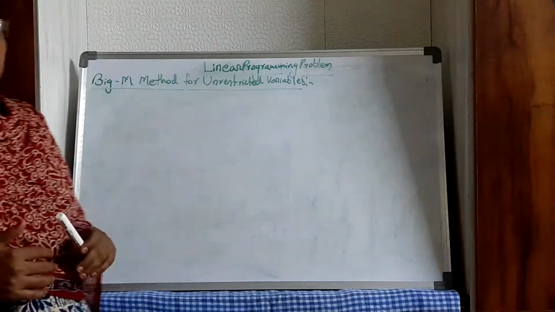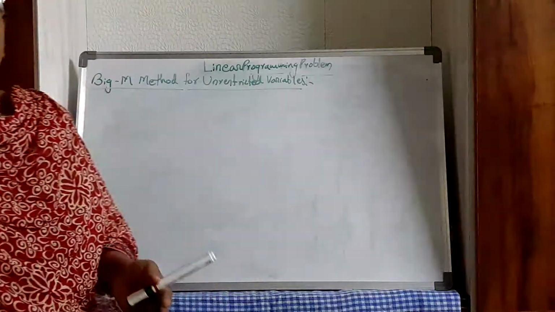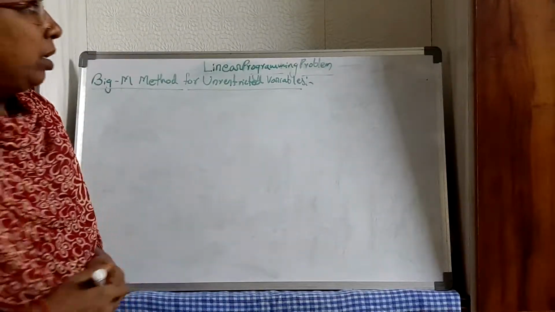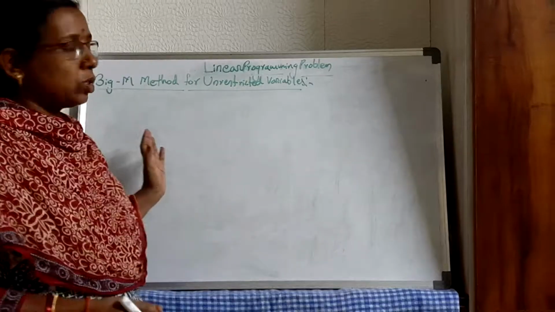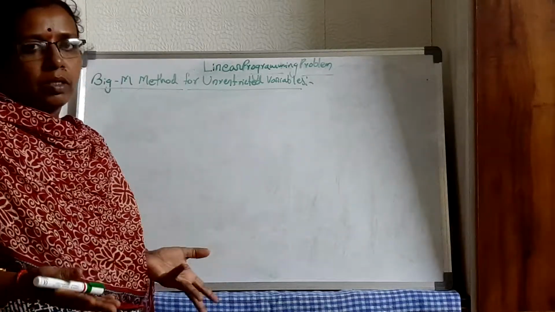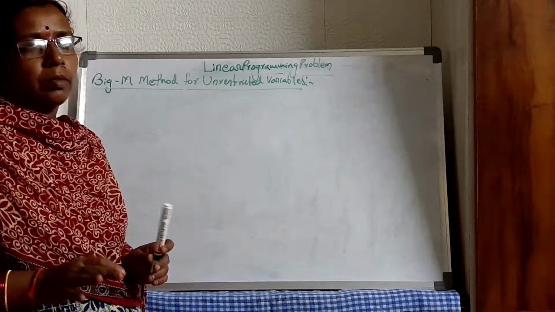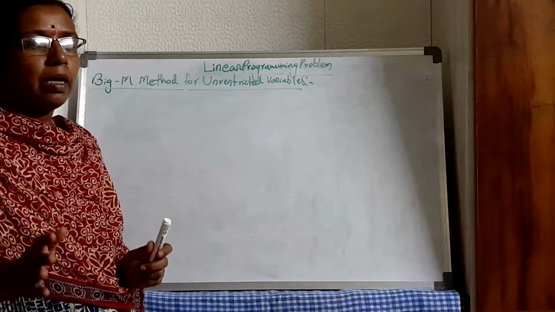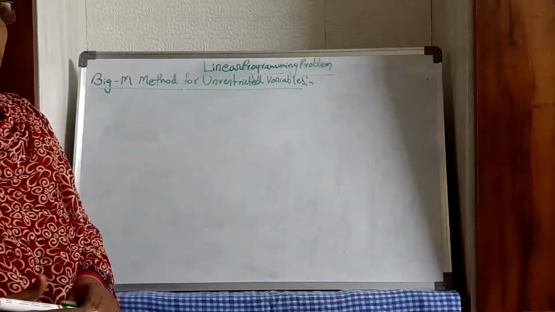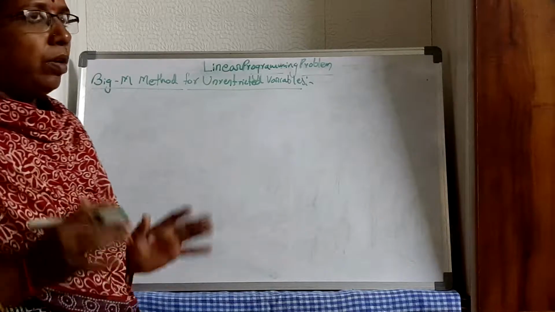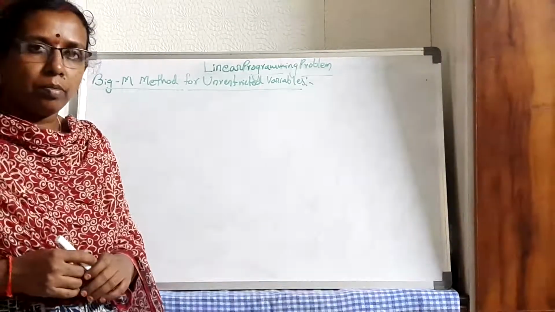Big M is also nothing but simplex only, but in simplex we have seen only less than or equal to type of constraints. Here we can solve greater than or equal to, less than or equal to also. For any simplex method or Big M method, the variable should be non-negative. That means it should be positive, greater than or equal to 0. So if the variables are not positive, how do we solve such a type of linear programming problem?